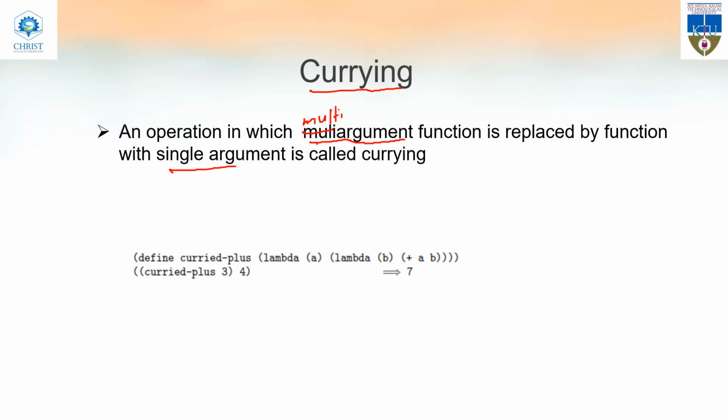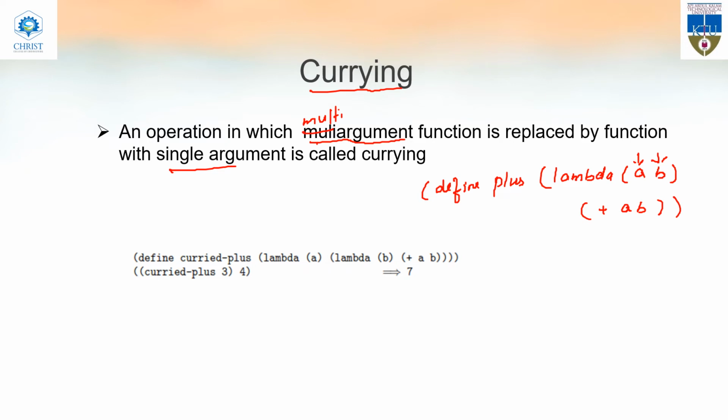Okay, here for example, you know how to define a function to add two numbers, right? So I'll be writing define plus, and plus I am defining using lambda, and I have two arguments, A and B. What I do is I'll just add them and it will return it. So this is a function which has two arguments, A and B, so this is a multi-argument function.